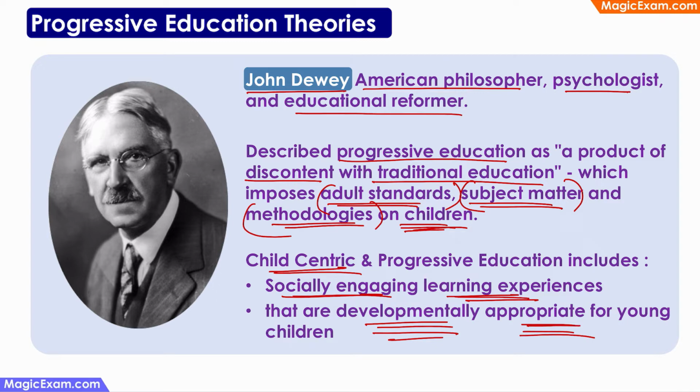That is, these textbooks have large print, they are very colorful, they have a lot of pictures, because if we impose adult standards and adult subject matter and try to give the same kind of textbooks to children, then they will get disinterested or they get bored with the textbooks very soon. So that is how we are using some of John Dewey's concepts even today in our classrooms.